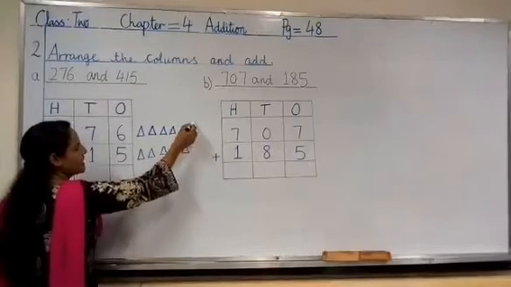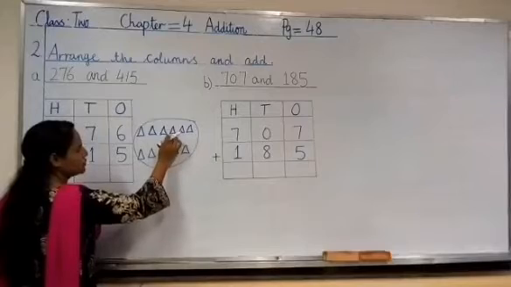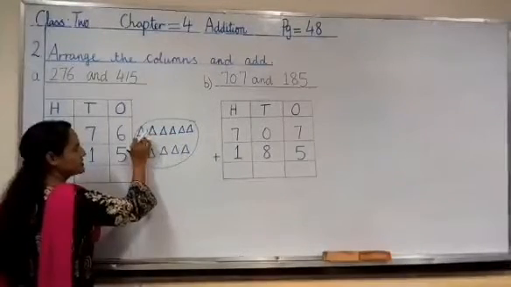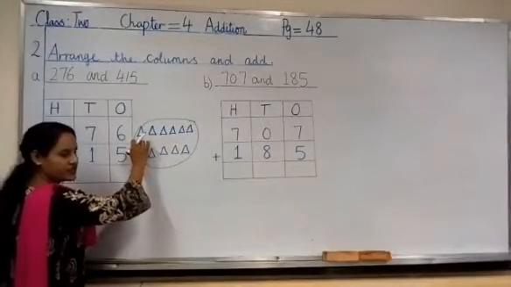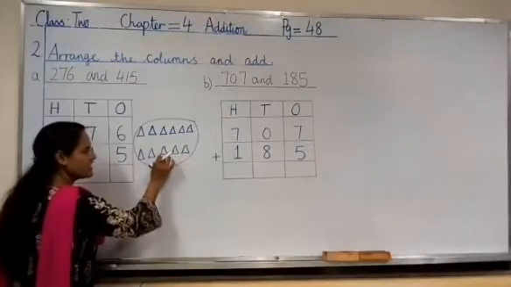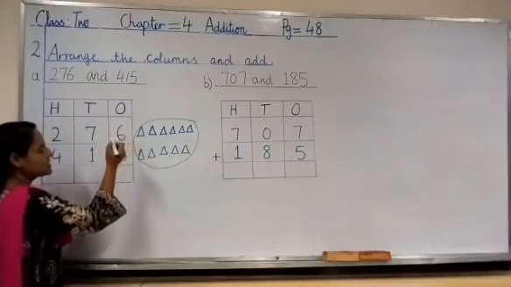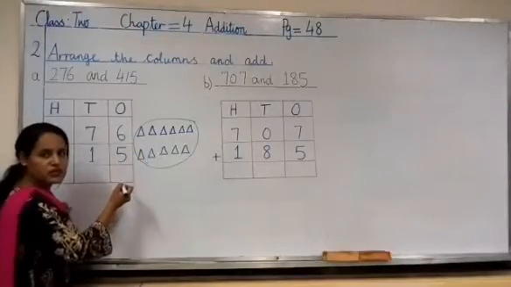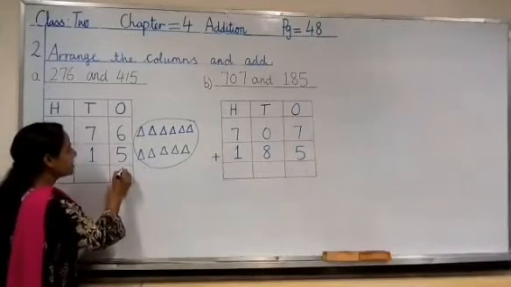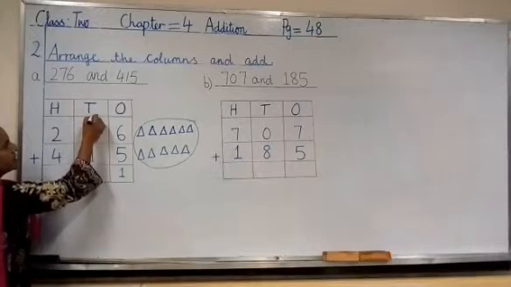Now we will add all together. 1, 2, 3, 4, 5, 6. What numbers come after 6? It's number 7. 7, 8, 9, 10 and then 11. So, 6 plus 5 is equal to 11. 1 I will write here and 1 will carry over here under tens.